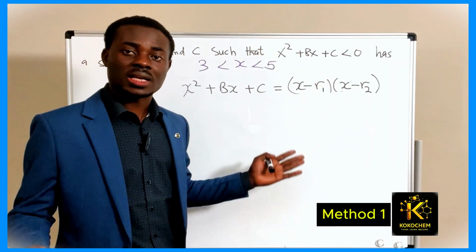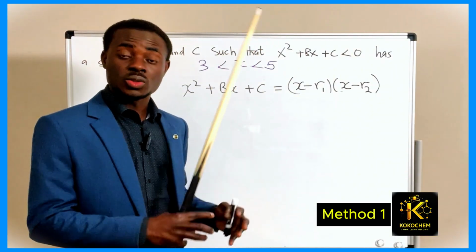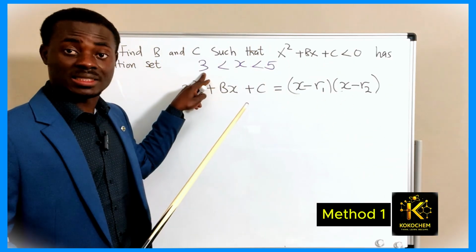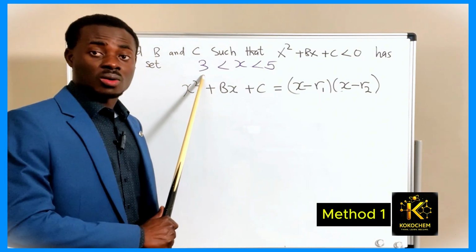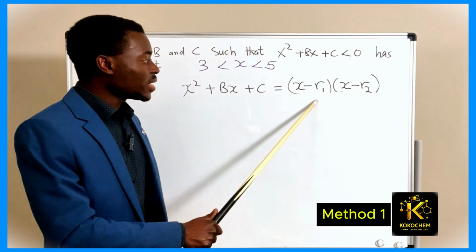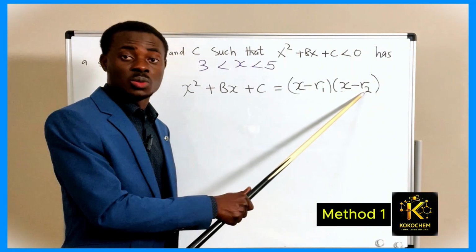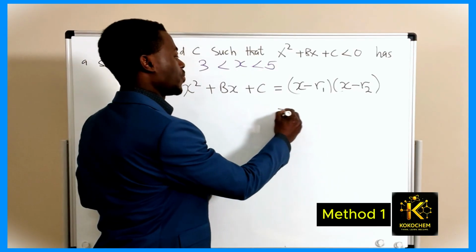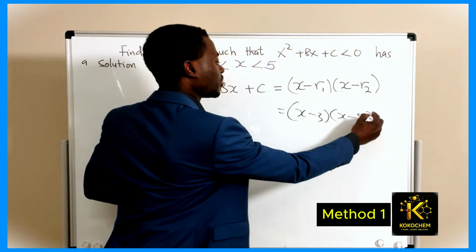You may ask, where is the r1 and r2 coming from? The r1 and the r2 are the roots of the inequality set that you've been given. And this is the solution set, meaning that 3 will represent your r1 and 5 will represent your r2. So anywhere you see r1, you put in 3. Anywhere you see r2, you put in what? 5. Good. So you have x minus 3, x minus 5.